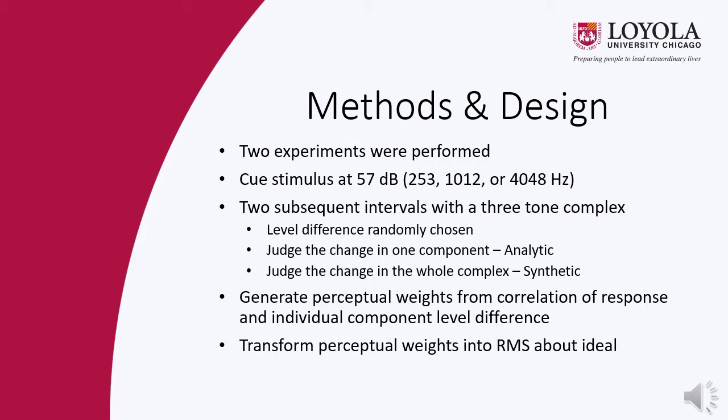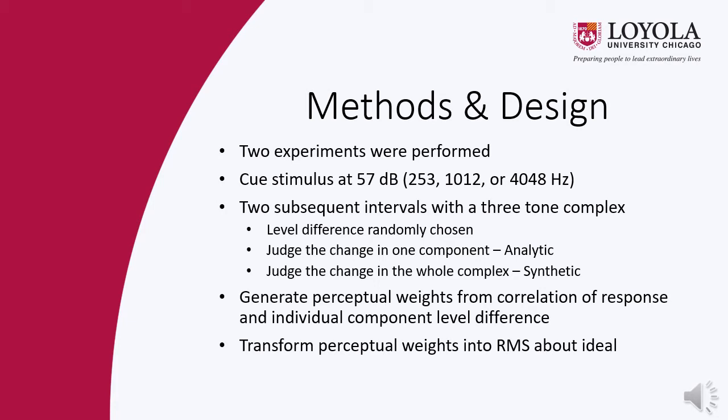A follow-up session was then scheduled with each participant to perform 200 data collection trials in each condition. Participants' performance was first recorded as proportion correct. These data were then used to generate perceptual weights for each participant by correlating, on a trial-by-trial basis, the participant's response with the level difference that was applied to each component, as used by Lutfi and Richards and Zhu.